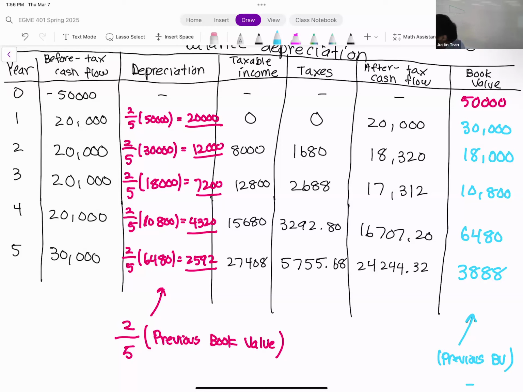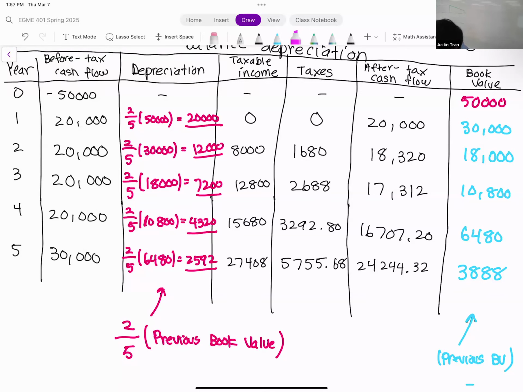First of all, you should notice the book value doesn't go down to zero. That's okay. Another thing you may notice is that the book value doesn't necessarily correlate to the salvage value in this case, and we'll talk about that in a second. But now that we have this, we are ready to compute the after-tax cash flow.